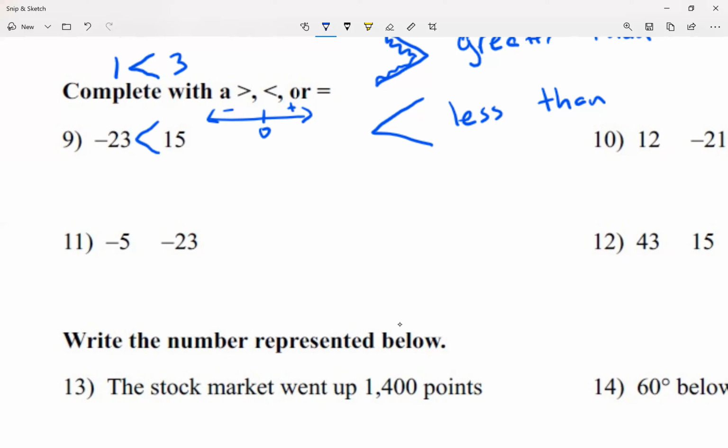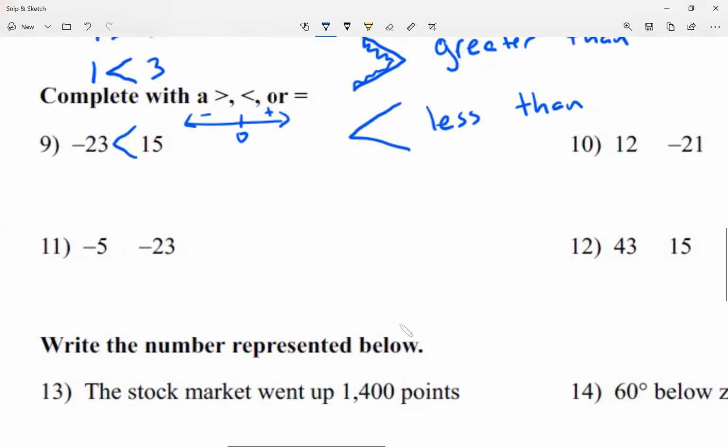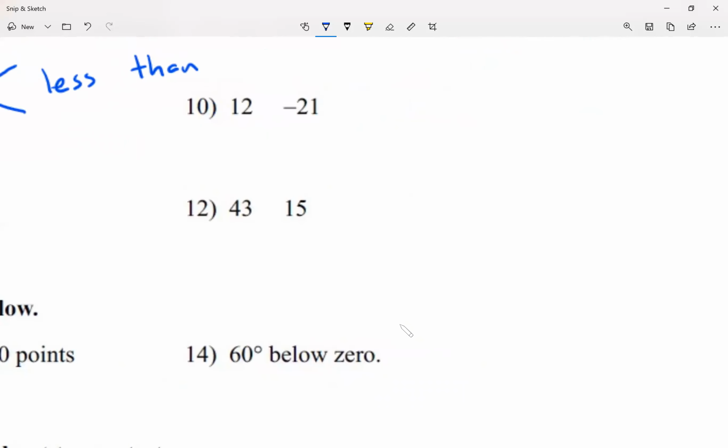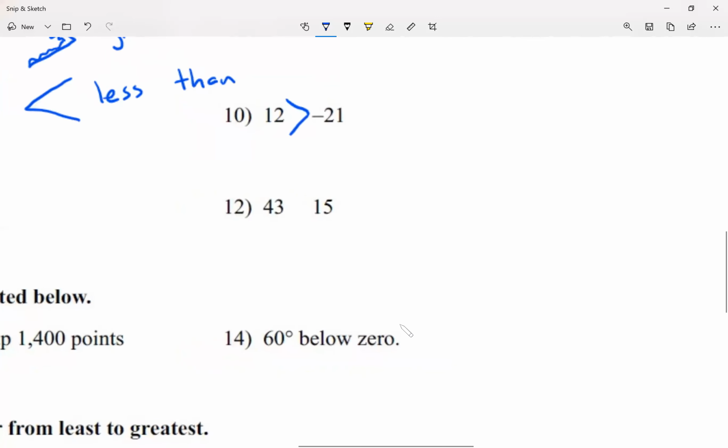Again, look at it as a mouth. It wants to eat the bigger part, right? Negative 23 is less than 15. Looking at question number 10, I'm comparing positive 12 with a negative 21. Positives are always bigger than negatives. So I'm going to have this mouth wanting to eat the positive 12. The way we read this is 12 is greater than negative 21.